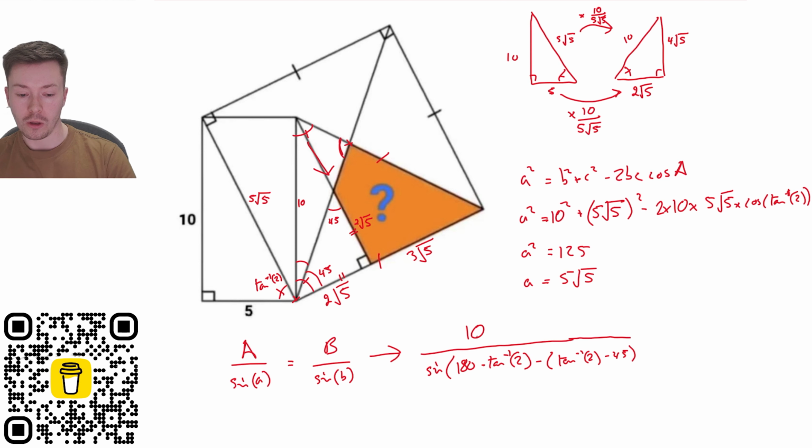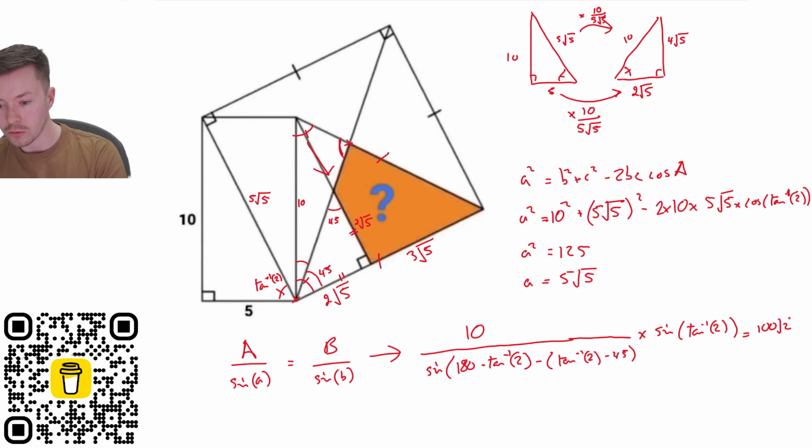Okay. Now, what I'm then going to have to do is this side divided by sine of this angle is equal to all of this. So I need to times by sine of this angle, so I need to times by sine of inverse tan of 2. And that will give me this side length here, which is the one that I need to work out the area of this triangle here. So that gives me an answer of 100 root 2 over 7 root 5. Okay, so that's this length here, the full length.